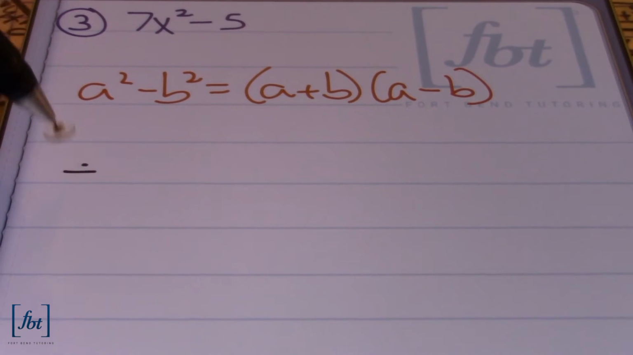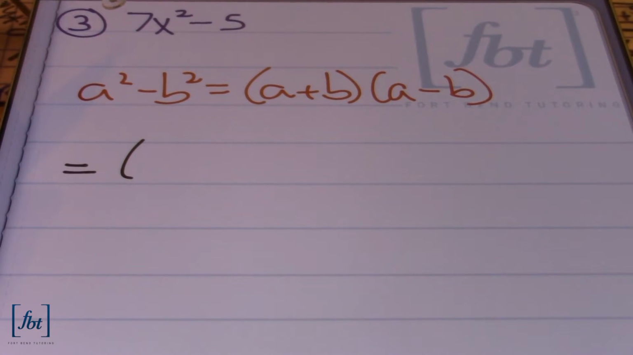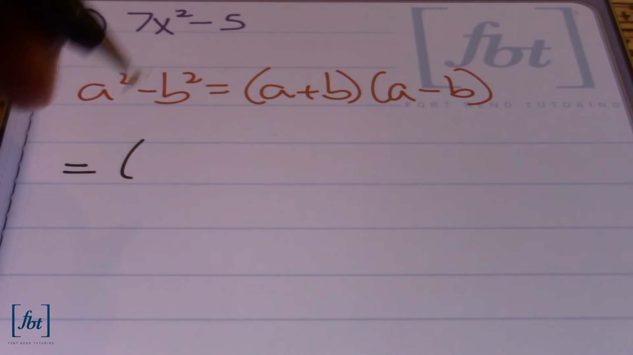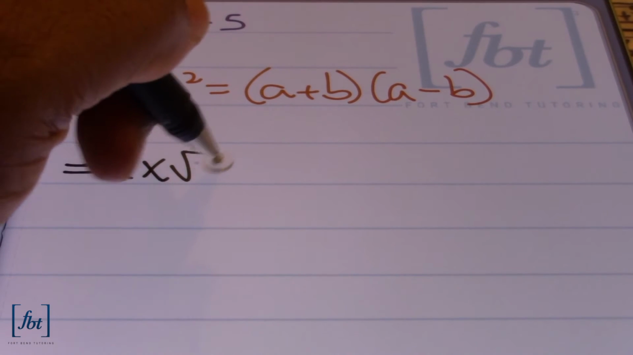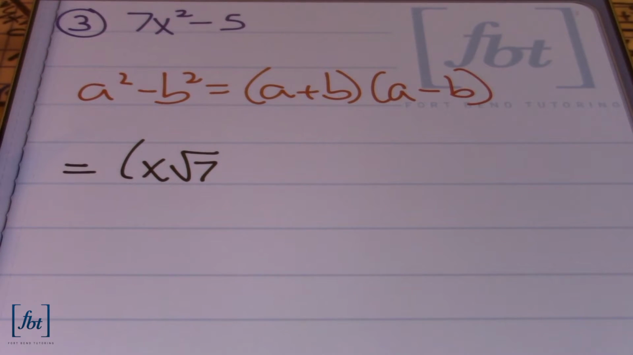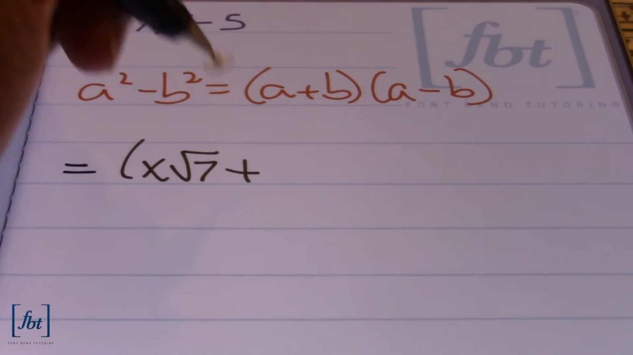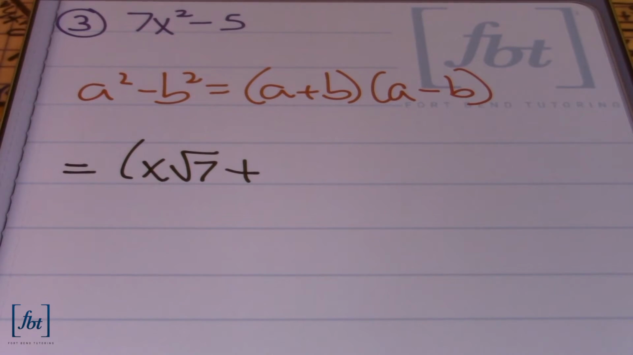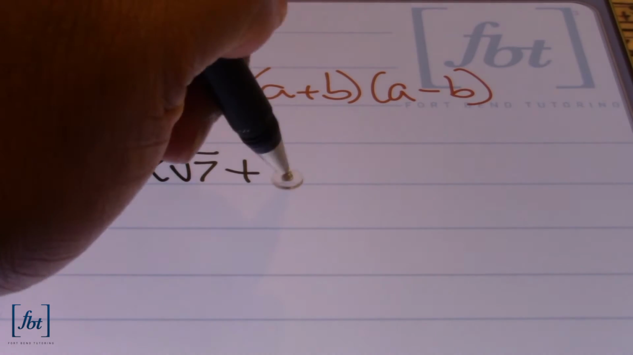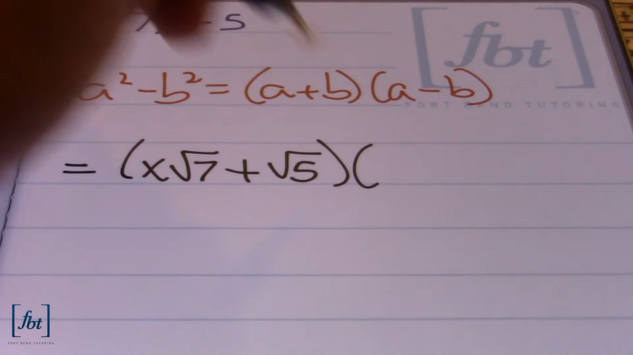So therefore, I'm going to open up a set of parentheses here, and we're going to find the square root of 7x squared. Well, the square root of 7 is the square root of 7, and the square root of x squared is x. So we're going to go ahead and write our first term as x times the square root of 7. And then we'll have plus, using the factoring pattern here, the square root of 5.